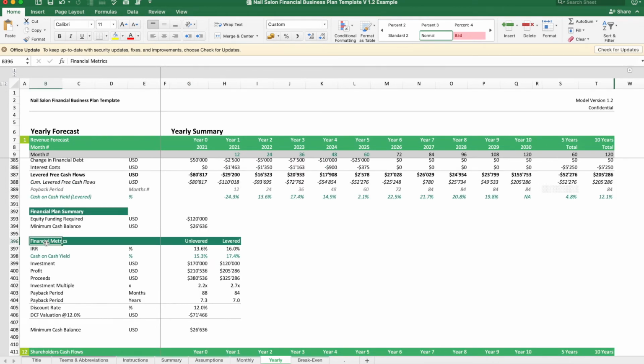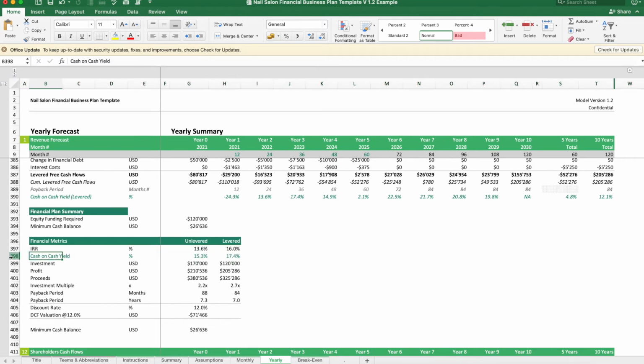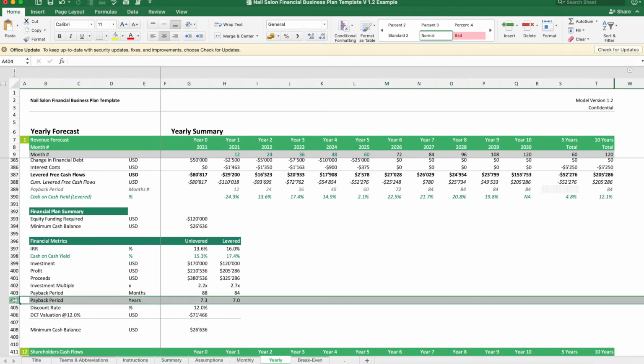Other financial metrics we want to look at are the internal rate of return, here calculated based on a 10-year holding period. We also want to understand then cash on cash yield, the relationship between the annual cash flows and the initial investment made. And we also want to understand the payback period, which gives us the relationship how long it will take to recover the initial investment.